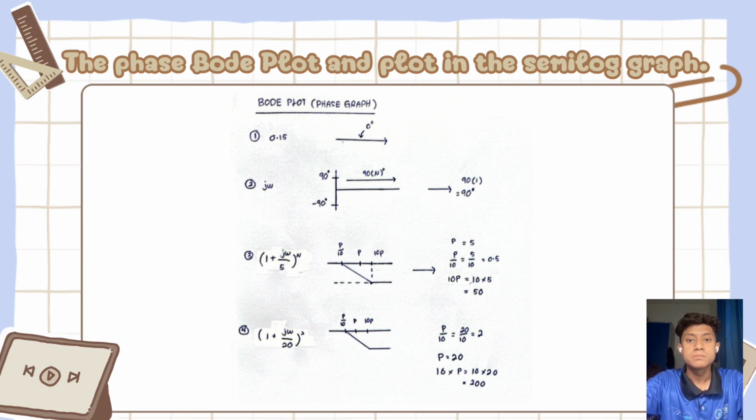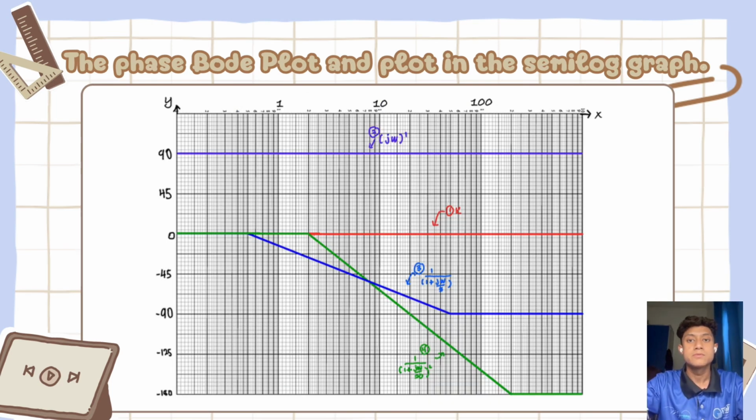Term 4, the repeated pole 1 plus j omega over 20 squared. Breakpoint at p equal 20. Lower frequency is p over 10 equal 2. Upper is 10p equal 200. Phase stays at 0 degrees until omega equals 2, then slopes down twice as steep to negative 180 degrees by omega equals 200. Adding all 4 lines together gives the overall phase response, moving from positive 90 degrees at low frequency to negative 180 degrees at high frequency. Next, I will present the phase plot.